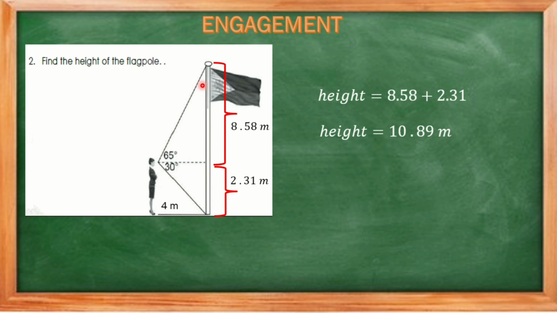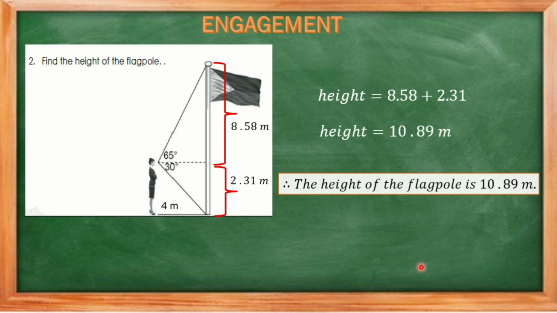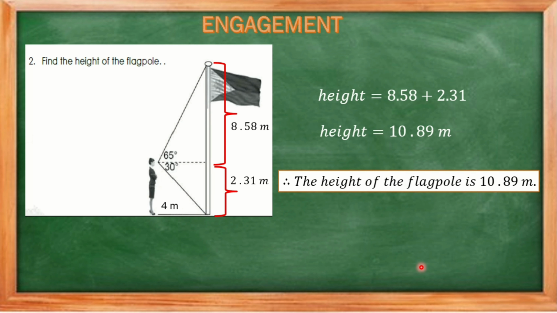Yan. So sabi ko kanina sa una, para mahanap natin yung height ng flagpole, i-add lang natin yung mga measurement na nahanap natin kanina. So, we have 8.58 plus 2.31 is equals to 10.89 meters. So, yun yung height ng flagpole natin. Okay, so therefore, the height of the flagpole is 10.89 meters.